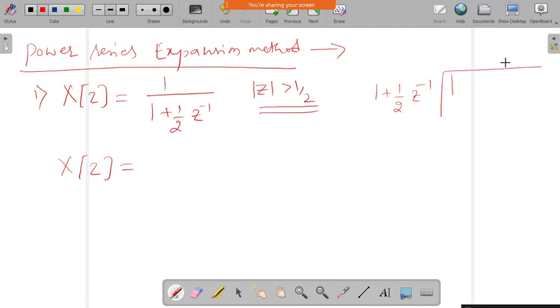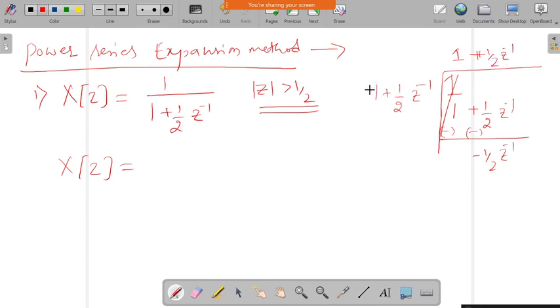Okay, so now what will we do? I'll take one time of this division, so we will get 1 plus half into Z inverse. Now we can subtract this, so this will cancel and I am left with minus half into Z inverse. Now again, we put one time, or plus half time Z inverse.